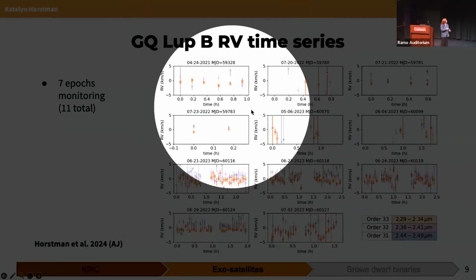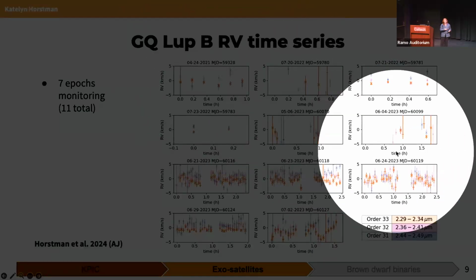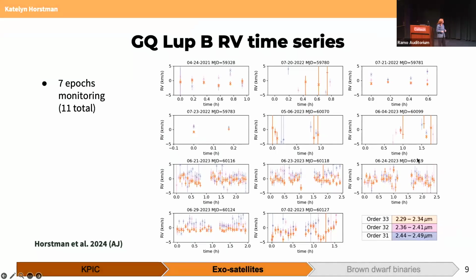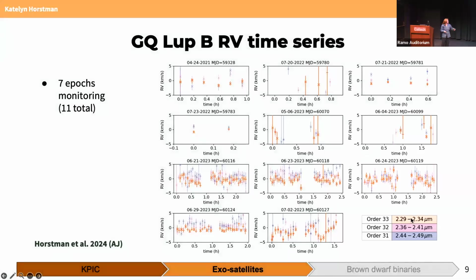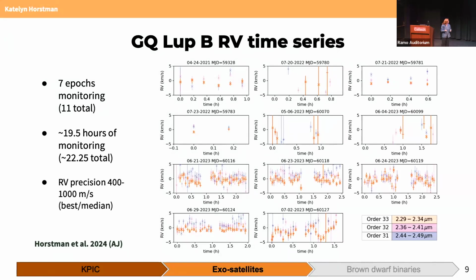Each one of these boxes is its own epoch, which is between about 1 to 2.5 hours of observations, and each one of the colors represents the RV derived from a different order in K-band, primarily orders 33, 32, and 31. So we got about 20 hours of monitoring, about 22 hours total of observation, with an RV precision of about 400 to 1,000 meters per second being the best in median, and we believe this was limited by the fringing that Jason talked about earlier, which I'm happy to go into more details about.